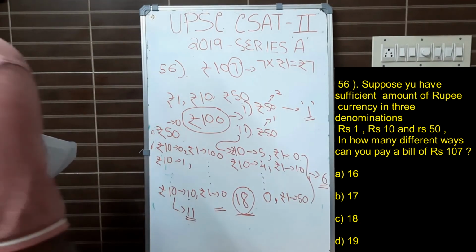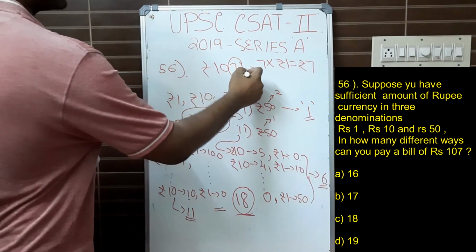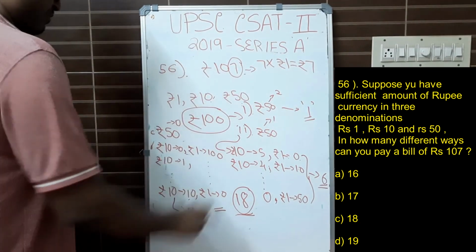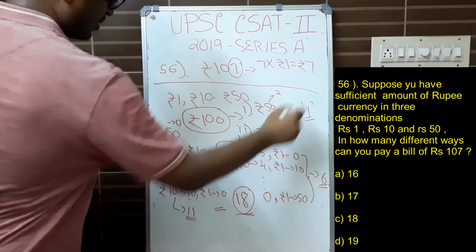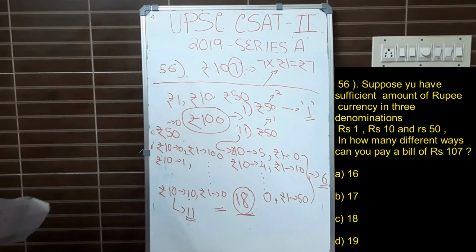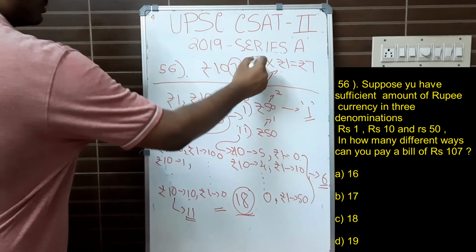107. So see, we have forgotten the 7 rupees part because it anyways has to be paid by rupees 1. Whatever these combinations exist, all these combinations will coexist with this combination. So we don't need to worry about this.